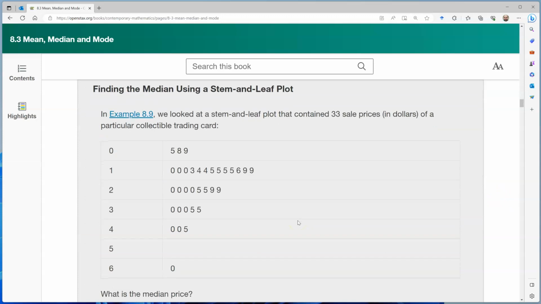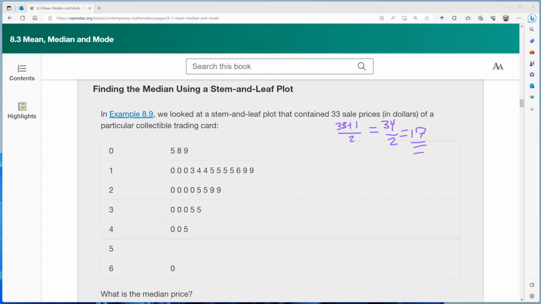So let's look at an example here. We've got 33 sale prices. Because it's an odd number, 33, we can bump it up. We can do 33 plus 1, and divide that by 2. So that's going to give you 34 over 2, which is 17. So the element in the 17th position would be the median in this case.